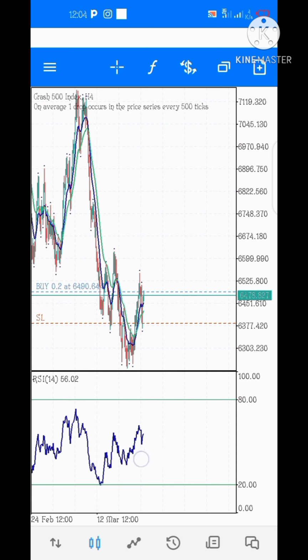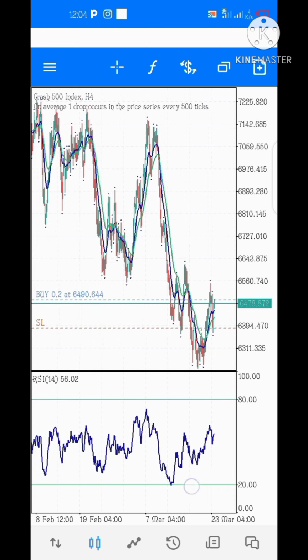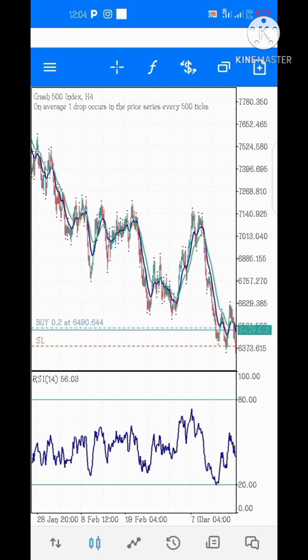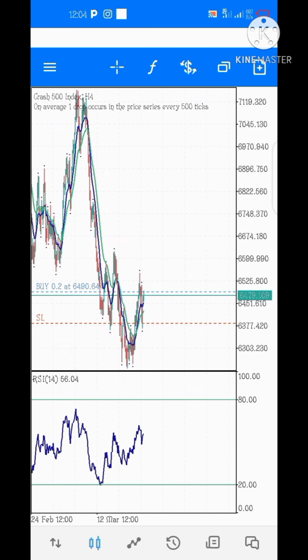So this relative strength index, I use it to confirm entries. Like I draw trend lines on this RSI. Basically I use it for confirmation of entry. After doing my analysis on the main chart, I will check the RSI, draw some trend lines, and know what to do.